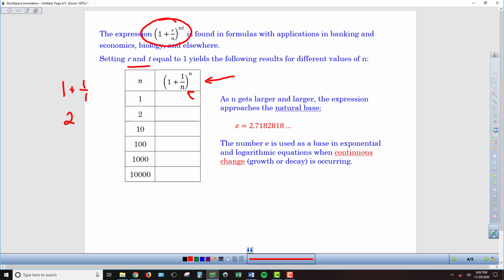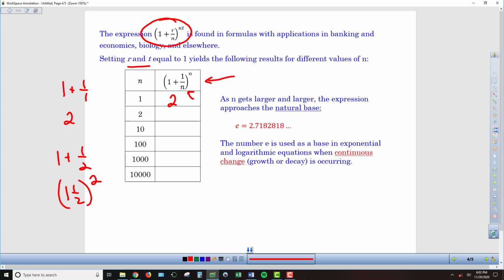So my base is 2, and then I'm going to raise that to the first power, so I get an output of 2. Now, when I increase the value of n to 2, now I have 1 plus 1 over 2, so now I'm down to 1.5. My base is getting smaller, but I'm now going to raise that to the second power, to the nth power. So by multiplying by that number more times, I'm increasing the value.